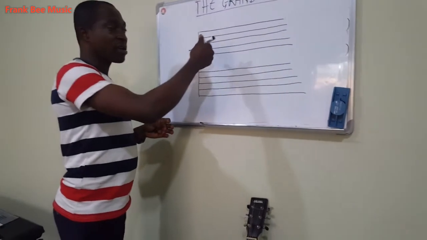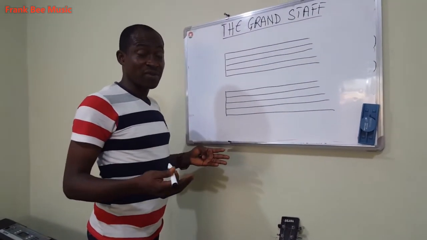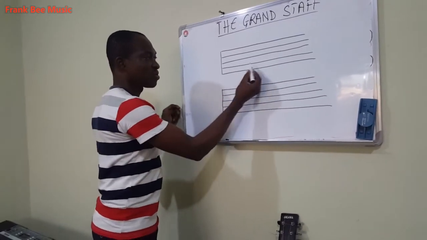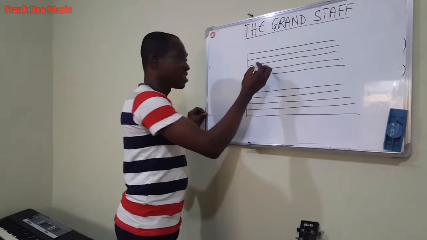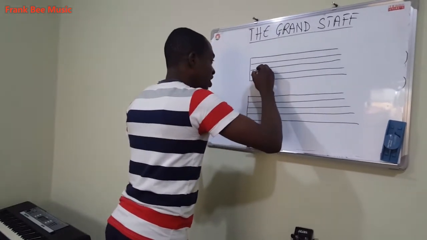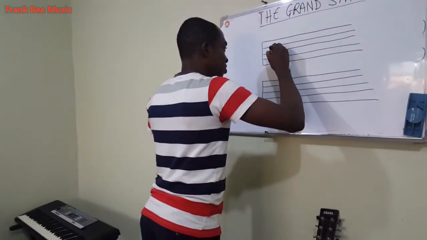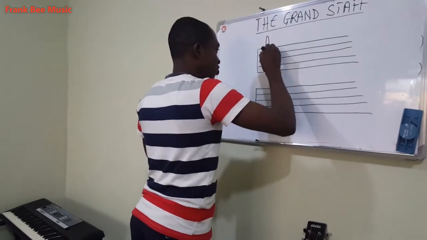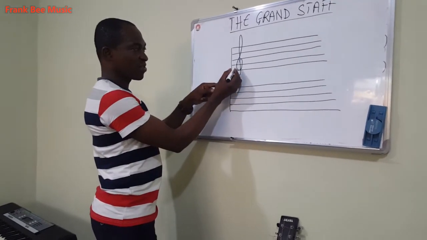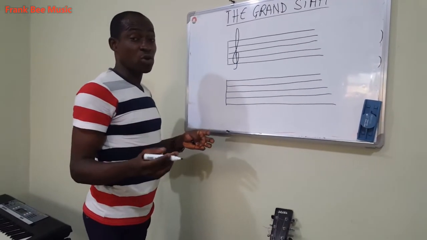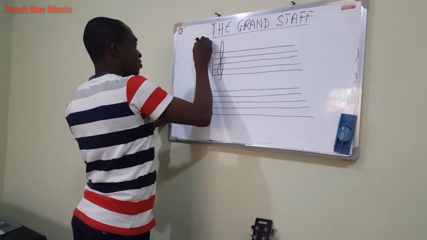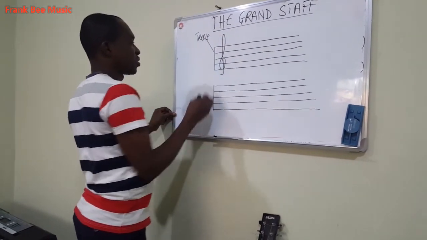The treble staff is also called the G clef. Why do we call it the G clef? Because the clef symbol starts from the second line, which is the G line. So we also call it the G clef. So let's draw the G clef on it. So that is it. You can see that it started from the second line. That's why we call it the G clef. So this is the treble clef.